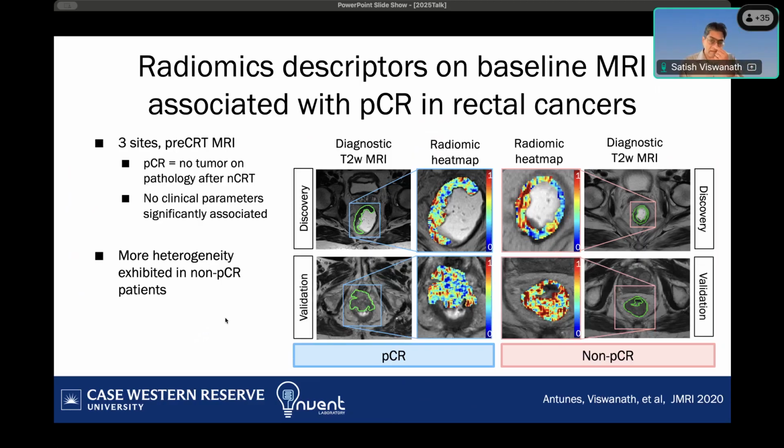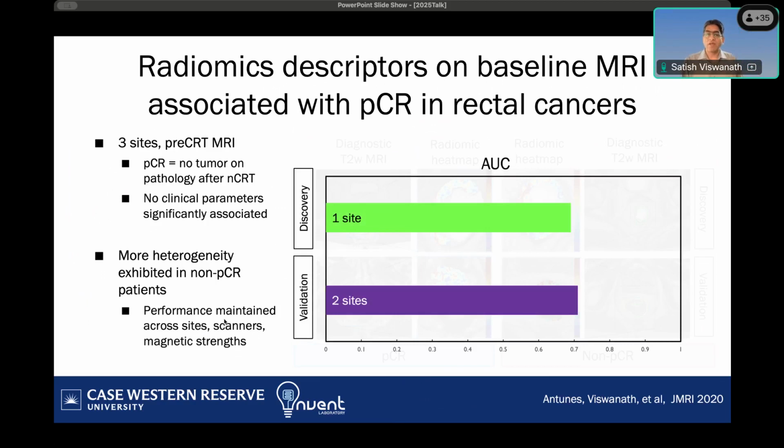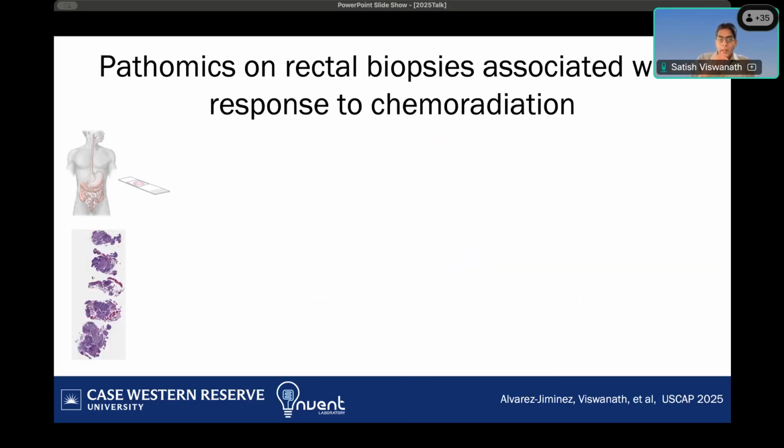And these features, when we built them into a machine learning model, actually gave us pretty reasonable performance in distinguishing between responders and non-responders. And this feature was one of the major features that we developed through the RadxTools project.